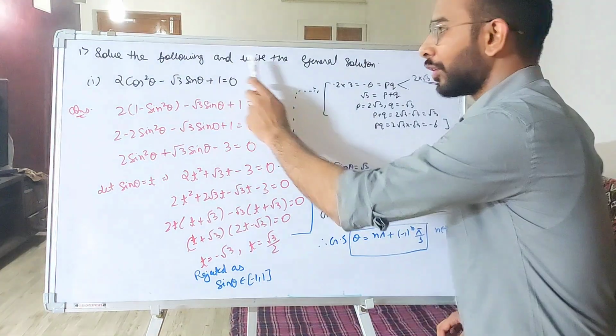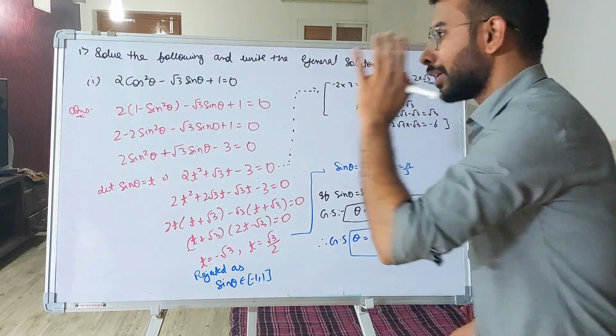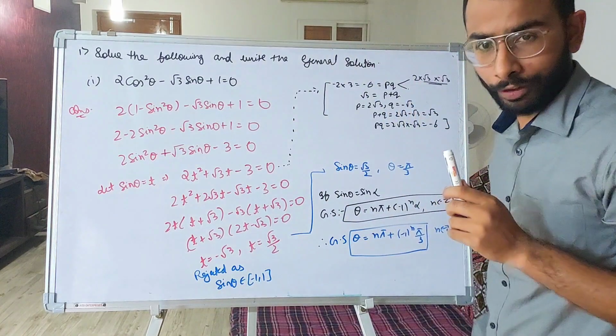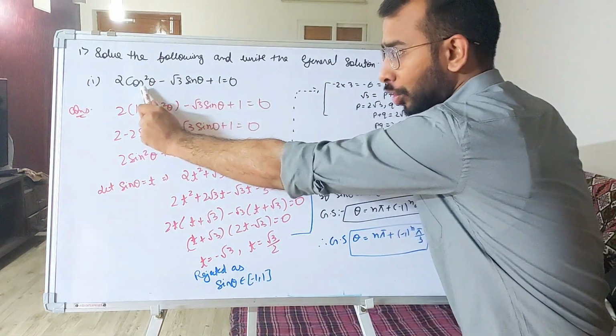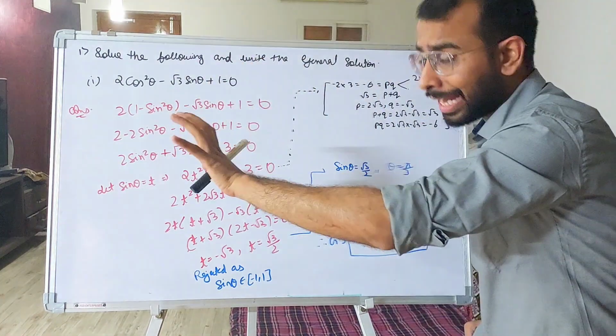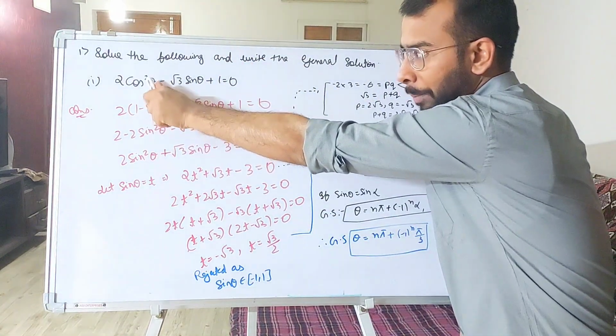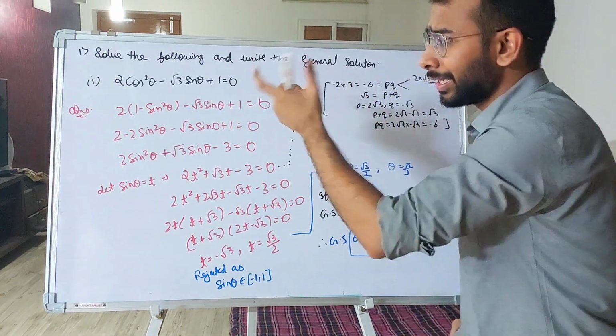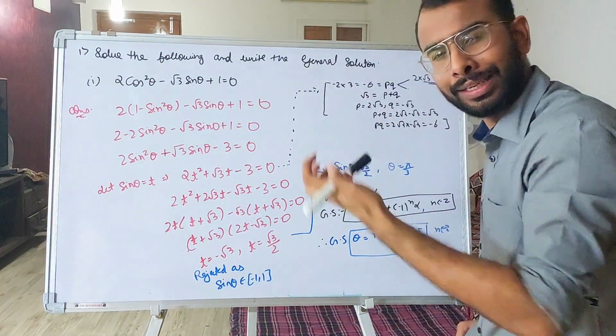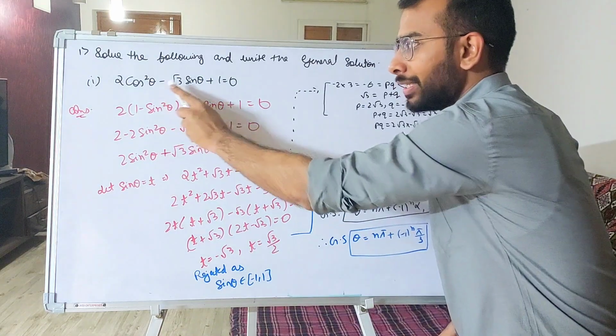So solve the following and write the general solution. This is a trigonometric equation. We'll understand the general solution and everything. See, this is in cos, this is in sine. Our main idea is that this is quadratic, power 2, so we convert this to a single trigonometric ratio. Here it is cos, here it is sine.